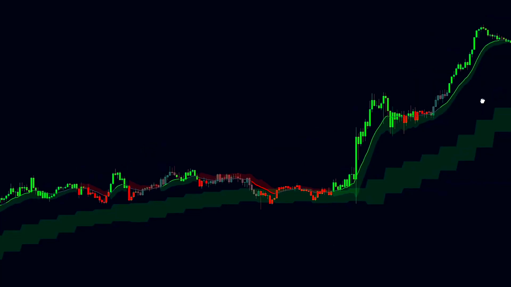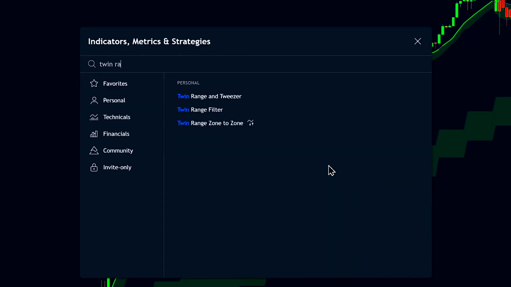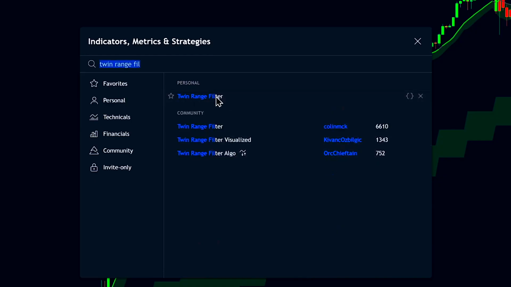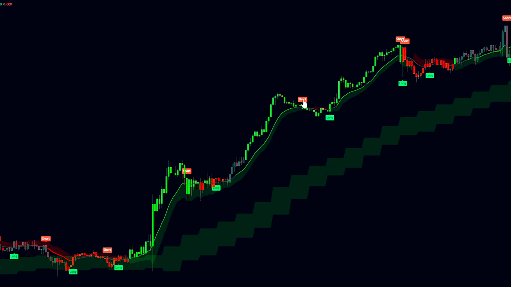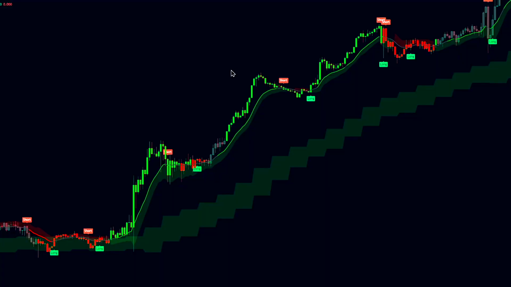Alright, back to our setup. The extra indicator we're adding is a buy-sell tool called the Twin Range Filter. My absolute favorite on TradingView. We're sticking with the default settings, so no tweaks needed. Now, you're probably thinking, how do we actually take long or short trades with these two indicators? Let me walk you through it.